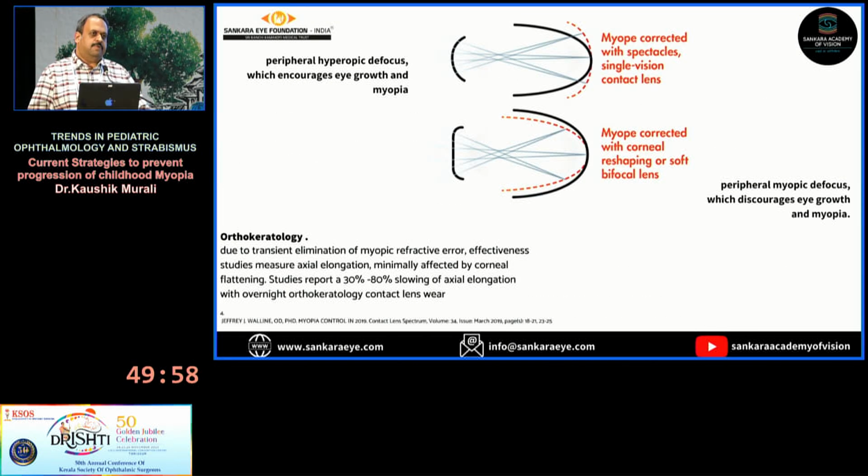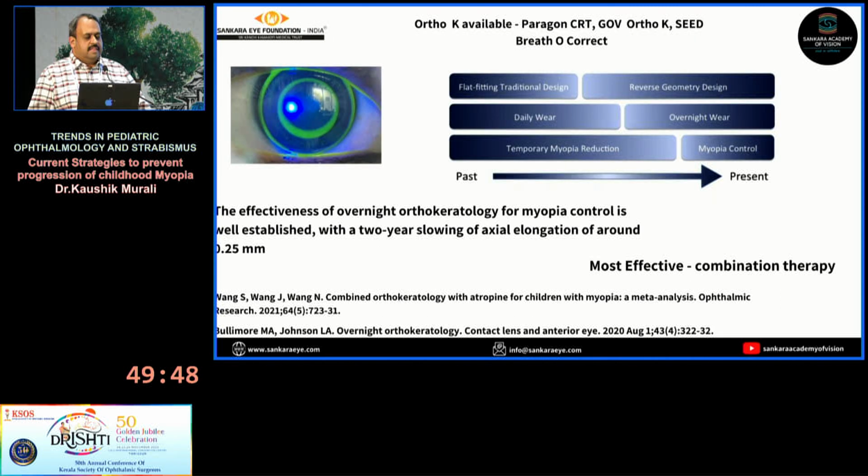Peripheral hyperopic defocus is again supposed to prevent progression and discourage eye growth. There are two ways of doing it. One is using orthokeratology or contact lenses. The second is using defocus lenses. What you see on top, the names are the list of lenses that currently are available in India for providing correction. Not all of them necessarily work. The reverse geometric designs are thought to work better.